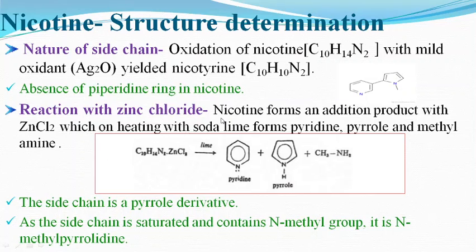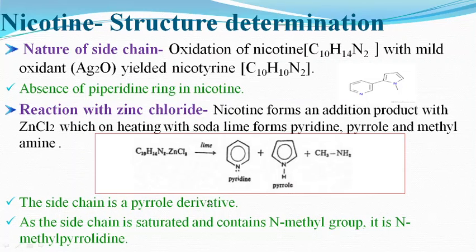Next we come to the reaction with zinc chloride. Nicotine on reaction with zinc chloride forms an addition product which is known as nicotine zinc chloride, which on heating with soda lime forms pyridine, pyrrole and methylamine. On the basis of these 3 products, we come to the following conclusions.